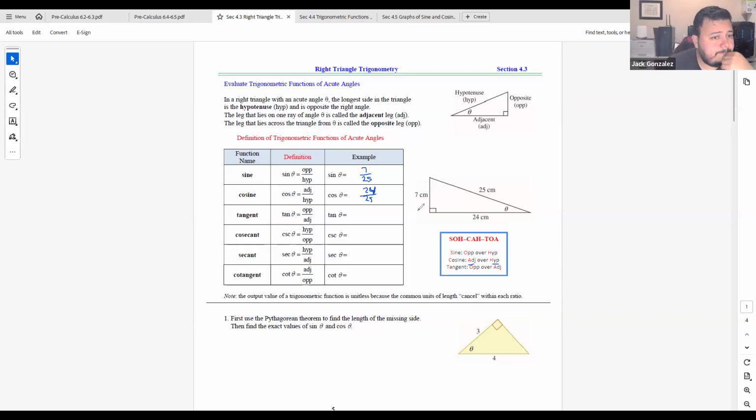Okay. So what is tangent? What do y'all think? 7/24. Oh, sorry, it's going to be opposite over adjacent. Yes, you're right. Opposite seven over adjacent 24. So 7 over 24.